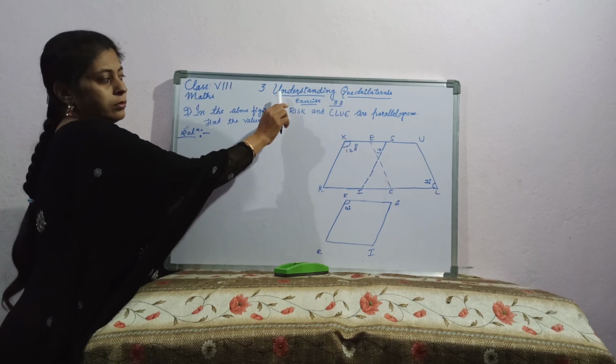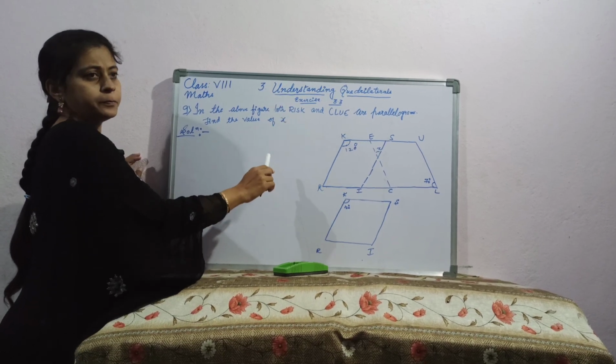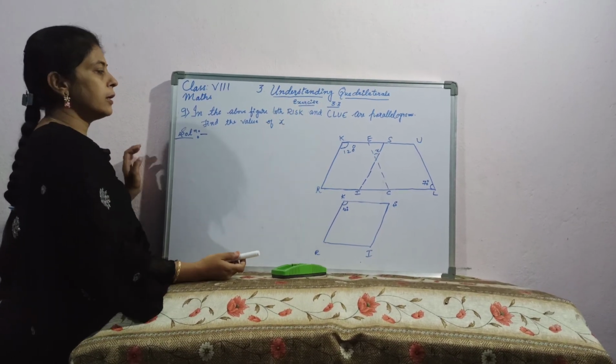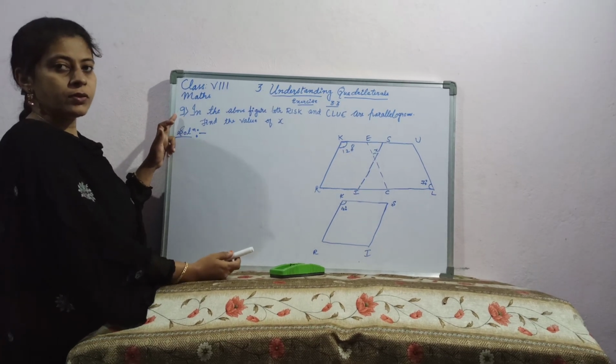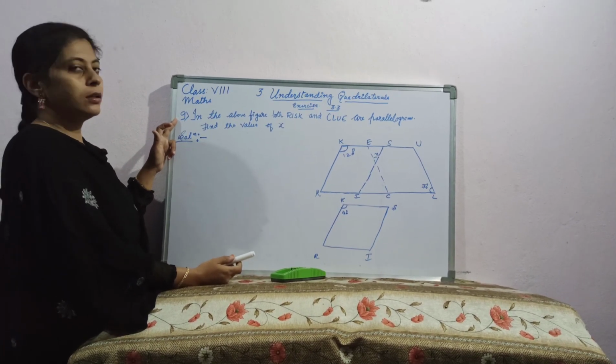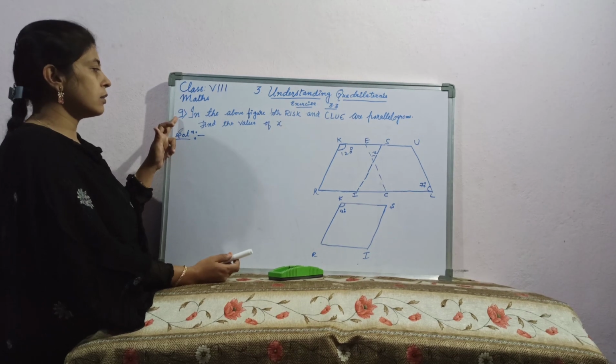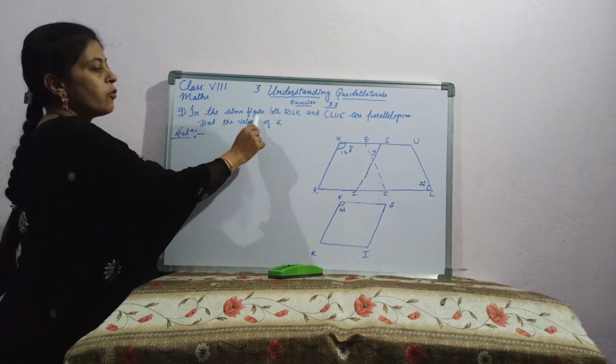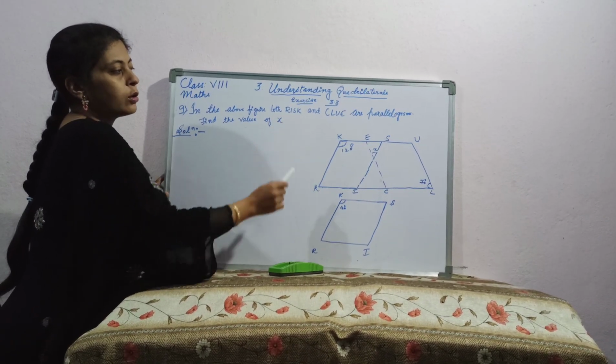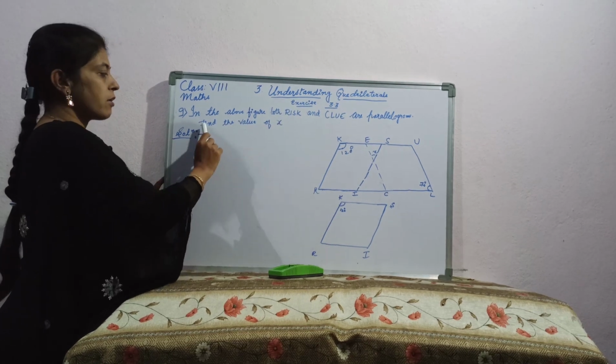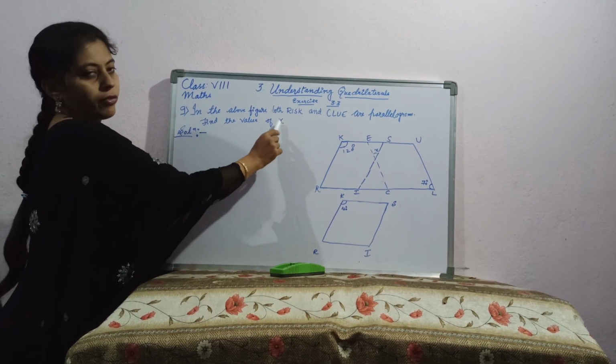Let us continue understanding quadrilateral exercise 3.3. In the previous videos we have solved question number 1 to 8. Let us solve the next one, that is 9th. In the above figure, both RISK and CLUE are parallelograms. Find the value of x.